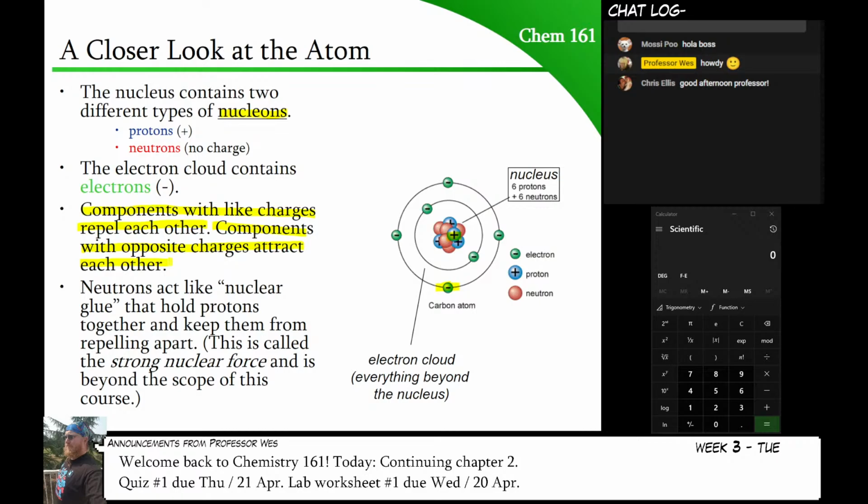Now, the neutrons, like I said, their role is basically nuclear glue. Hold the protons together, hold other neutrons together, hold the nucleus together. The neutrons are needed to do that.